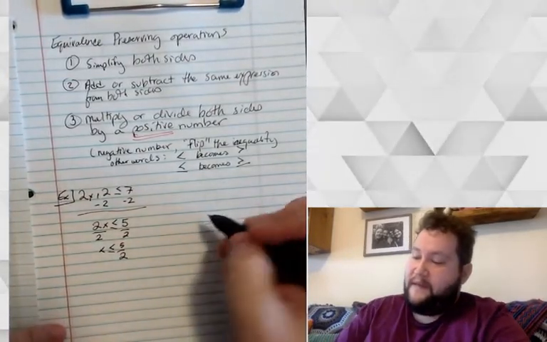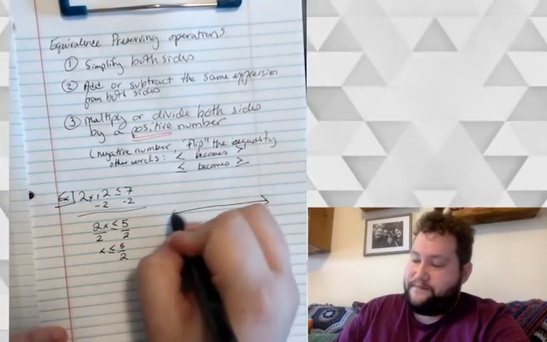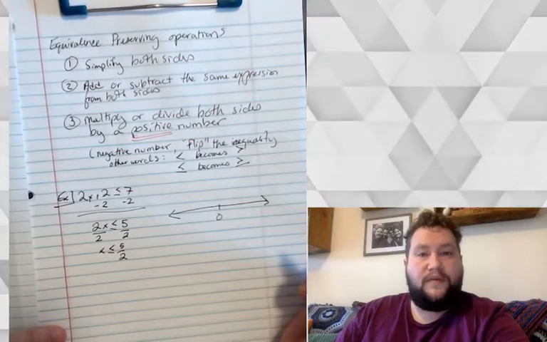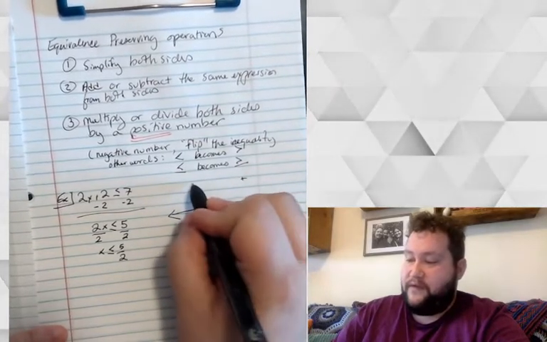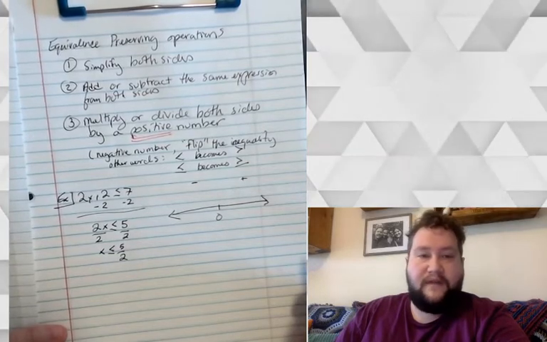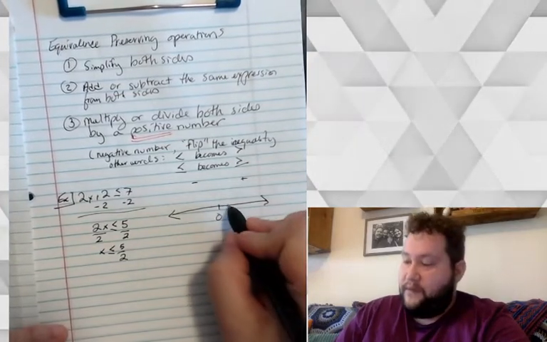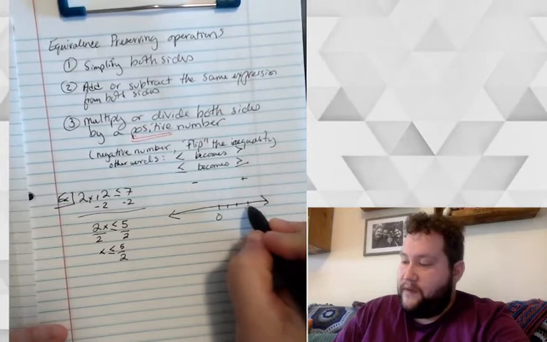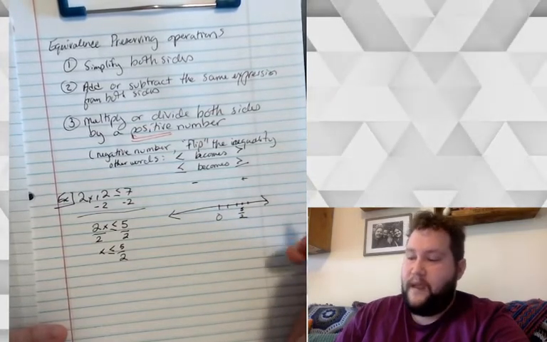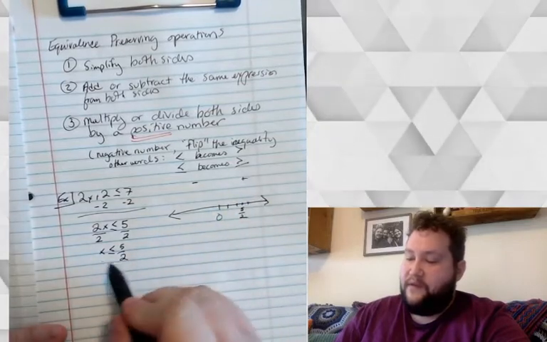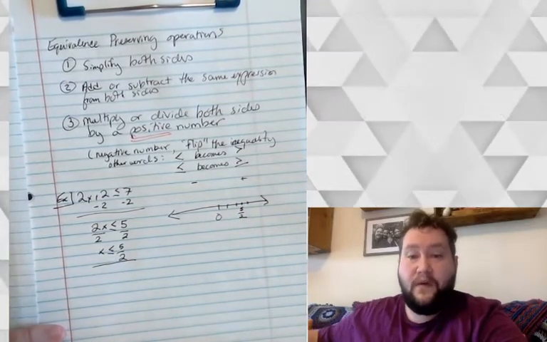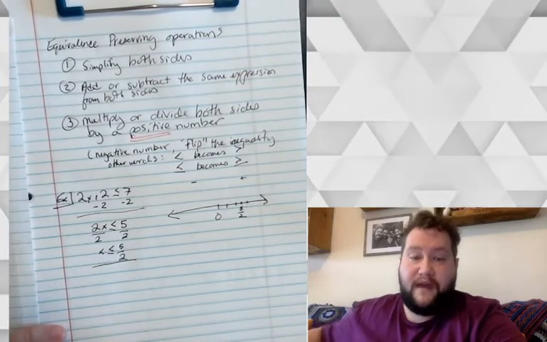And so that means, let's look at a number line. And I always put 0 in the middle just so we know where we're thinking about our positive numbers and our negative numbers. And so 5 halves is 2 and a half. So 1, 2, 3, so that's 2 and a half, 5 halves. And this says that our solution, x, has to be less than or equal to 5 halves.